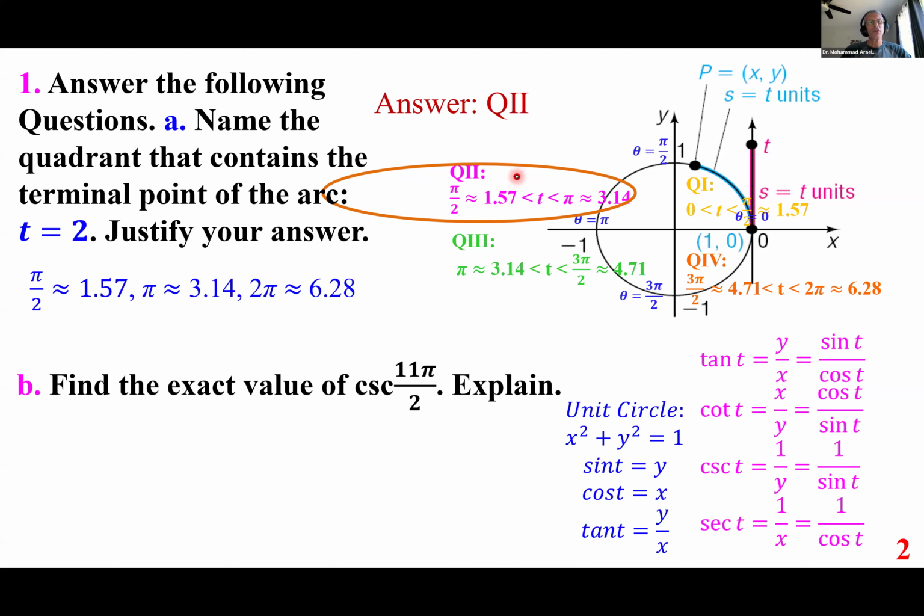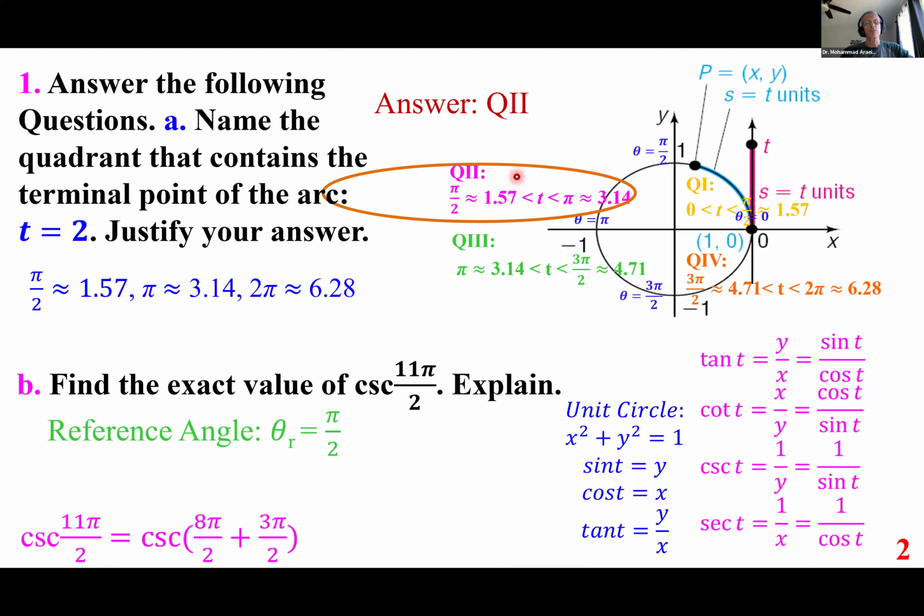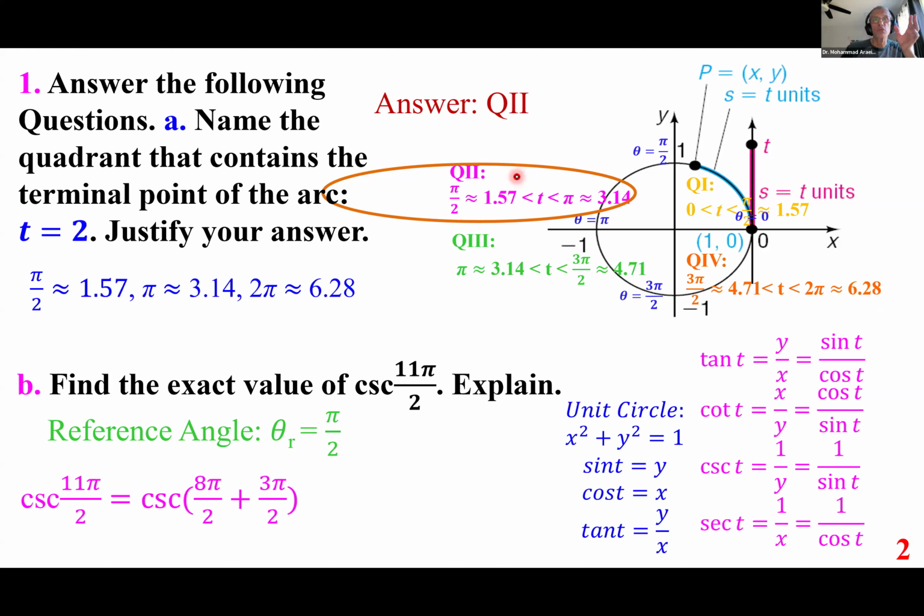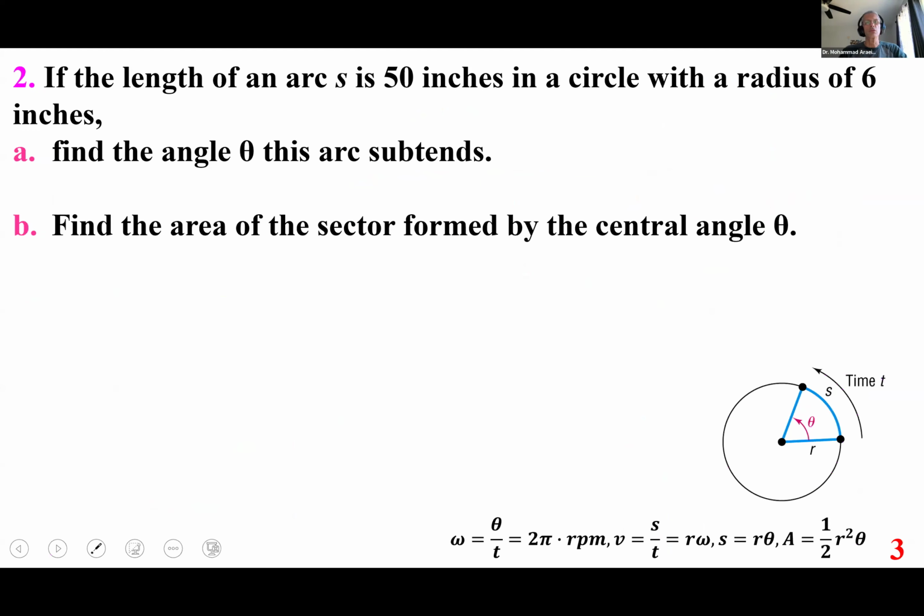Okay. We want to find the exact answer for cosecant. We know that the reference arc is pi over 2, so we can take off multiples of 2 pi. 8 pi over 2 is the same as 2 pi, and that is the same as cosecant of 3 pi over 2. Cosecant is 1 over sine, which means 1 over sine of 3 pi over 2. As you know, the sine of 3 pi over 2 is negative 1, so the result is negative 1. So it makes it very easy to follow.